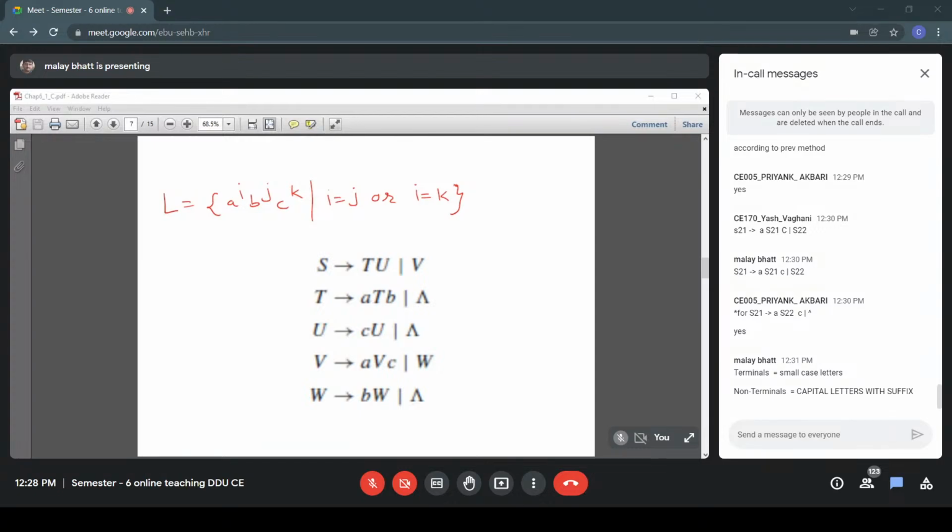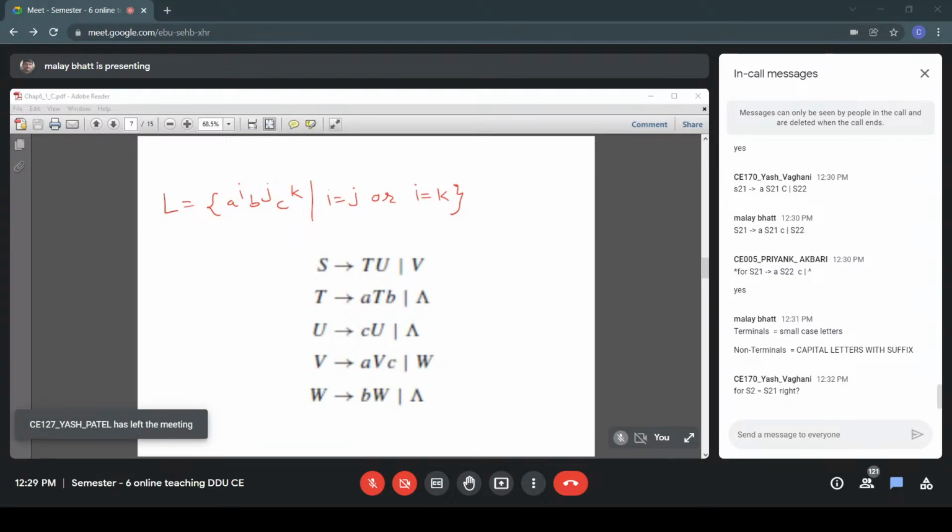So here the role of W is like S22 and the role of V is like S21. Right? W is like S22 and S21 is the same as non-terminal V. Yes, so for S21 you can also write S2. Both are the same. You can use any variable in this case. The role of S2 is the same as S21. It is correct. Okay, so let us proceed further.